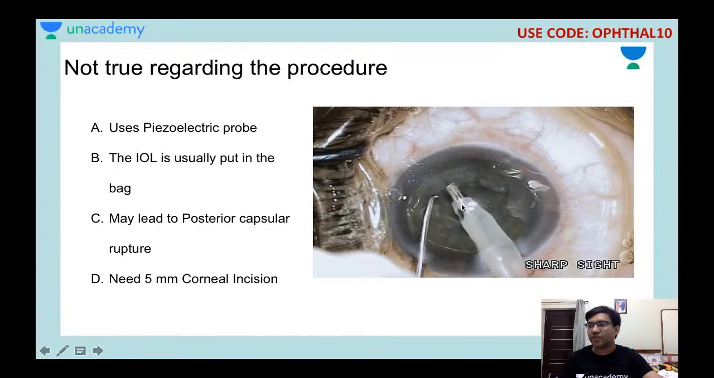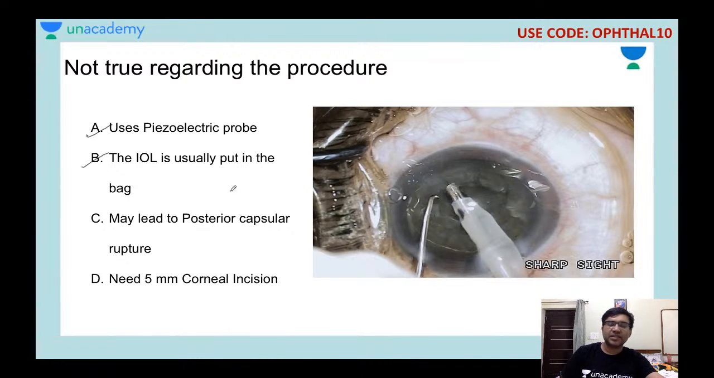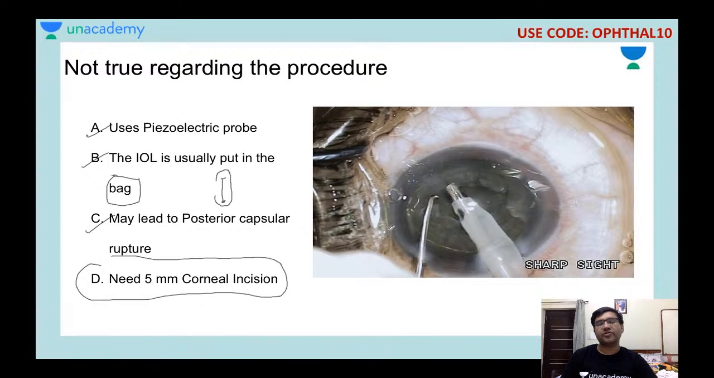Okay, so this is a phacoemulsification which is going on and it uses a piezoelectric probe. The IOL is usually put in the bag. What is the meaning of bag? So between the anterior and the posterior capsule, I put the intraocular lens. This means the IOL is put in the bag. Now whenever we are putting this instrument it can basically lead to the posterior capsule rupture as well. Okay, so the posterior capsule rupture can also be there, but remember it needs a very small incision of 2.5 to 2.8 mm. It does not need a 5 mm corneal incision.